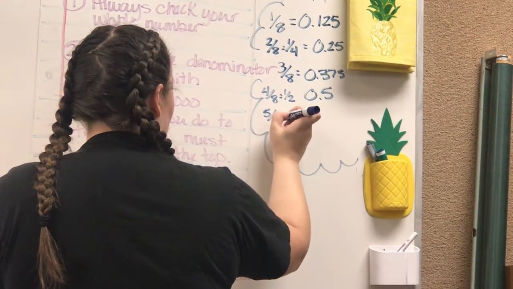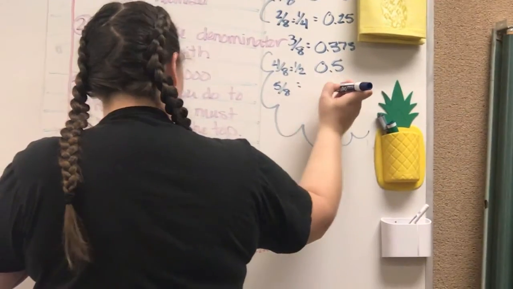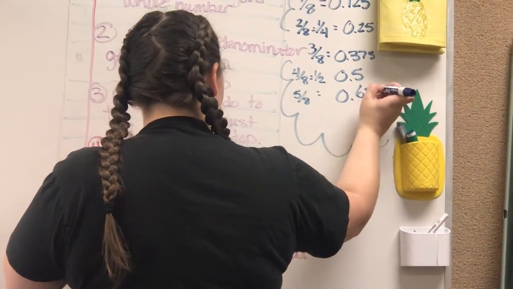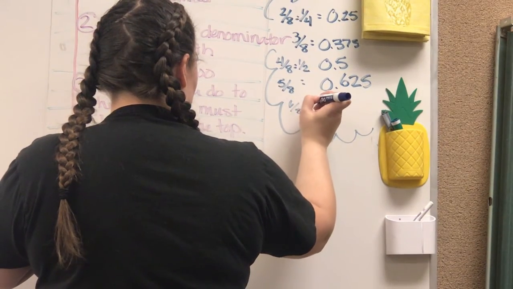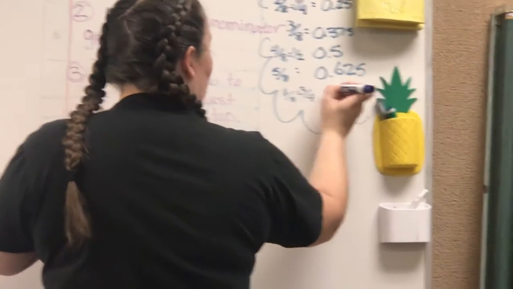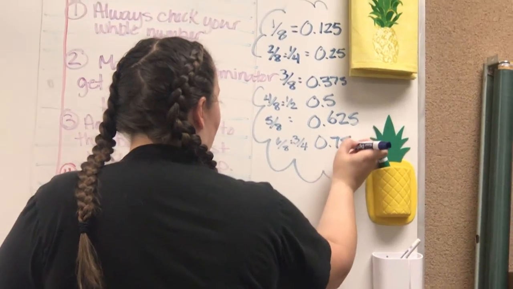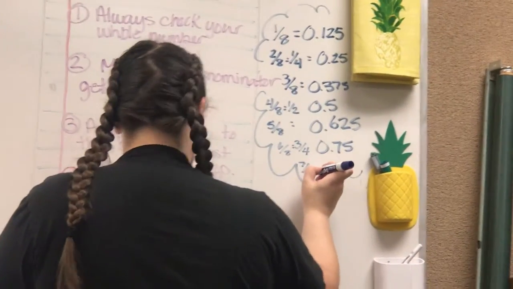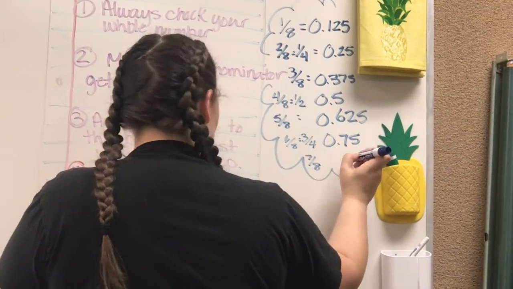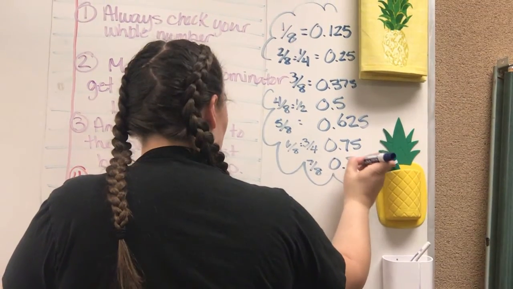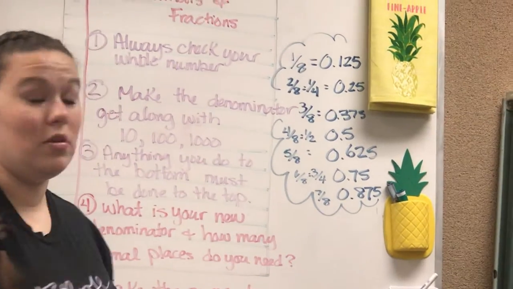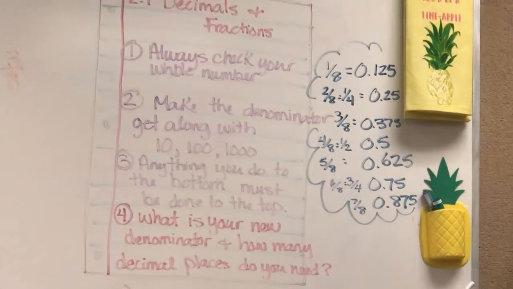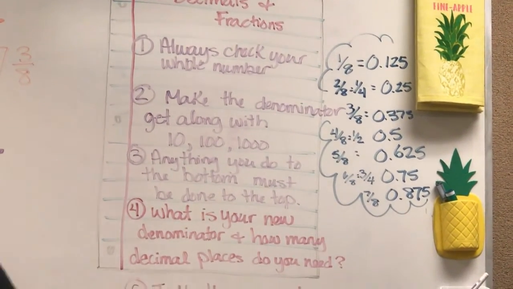5/8 is 0.625. 6/8 is equal to 3/4. And that's 0.75. And 7/8 is 0.875. Okay, I just gave you the best cheat sheet in the world. Okay.